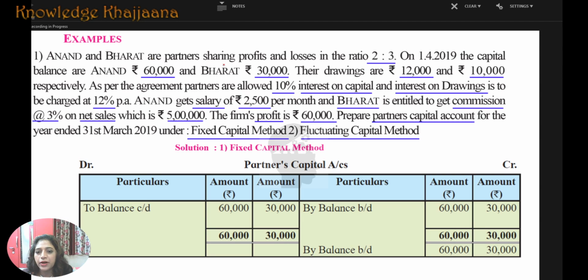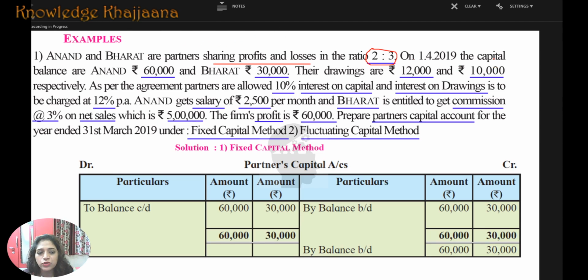See, Anand and Bharat are partners, sharing profits and losses in the ratio of 2:3. When a problem comes, you have to underline what we have to see first: Anand and Bharat, whatever their names are. They are sharing their profits and losses in the ratio of 2:3, means 2 is the share of Anand and 3 is the share of Bharat.